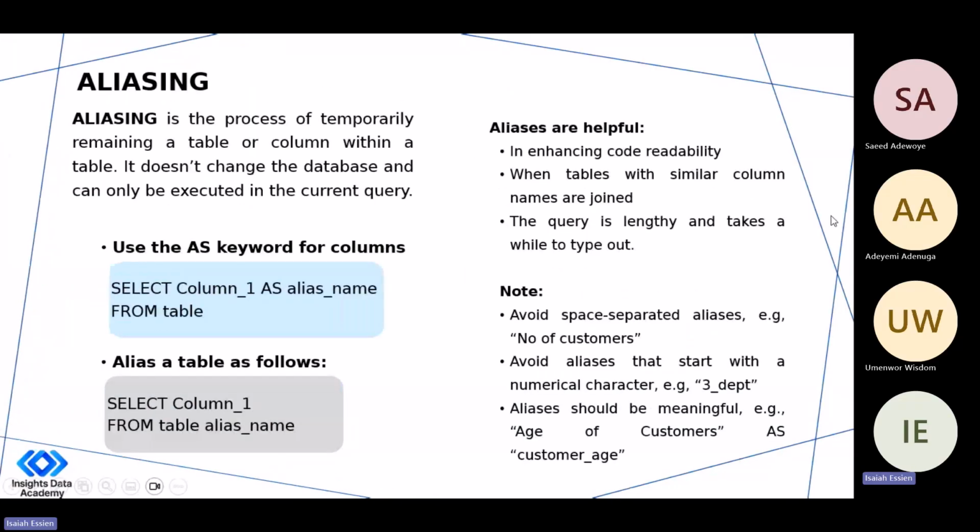But we need to note some things when using aliases. Number one, we want to avoid space-separated aliases, like this example here, number of customers with space. Want to avoid that. Then also avoid aliases that start with a numerical character, say 3_departments. No. Then aliases should be meaningful. So for example, if you have a column that is titled age of customers and you want to give it an alias, you can just simply use customer_age, customer underscore age. That's meaningful. It's something that when somebody sees, can easily use.